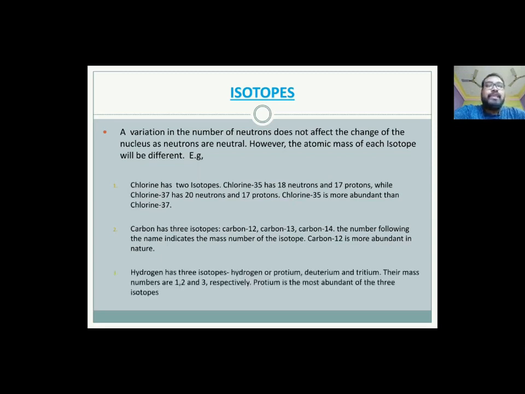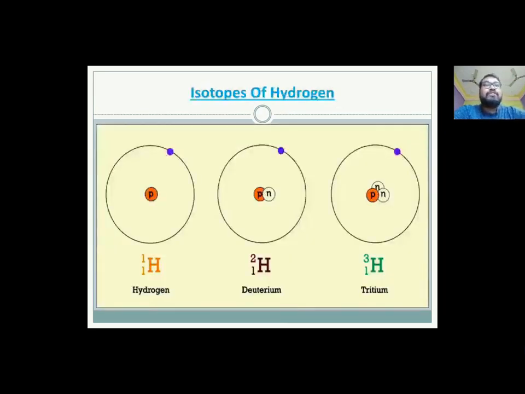Next, hydrogen has 3 isotopes: hydrogen or protium, then deuterium and tritium. Their mass numbers are 1, 2 and 3 respectively. Protium is more abundant in nature. So write it down in your copies along with this diagram of isotopes of hydrogen. See here, the number of neutrons in protium is 0. The number of neutrons in deuterium is 2 minus 1, that is 1. And in tritium, 3 minus 1, that is 2.